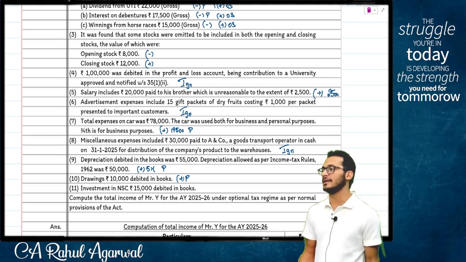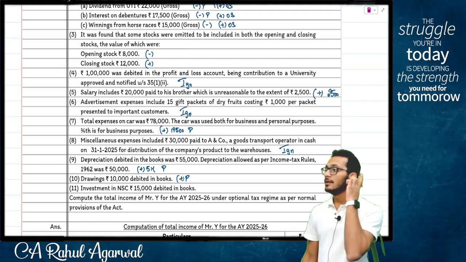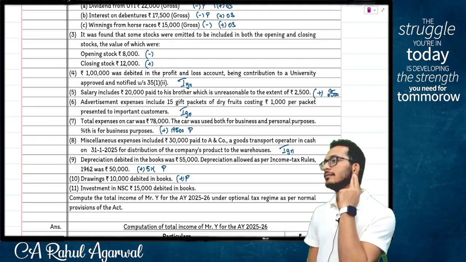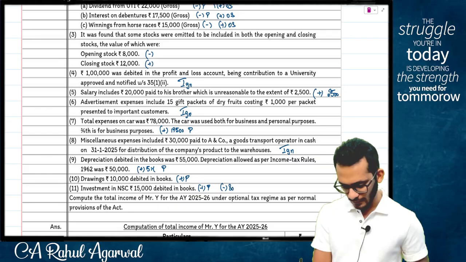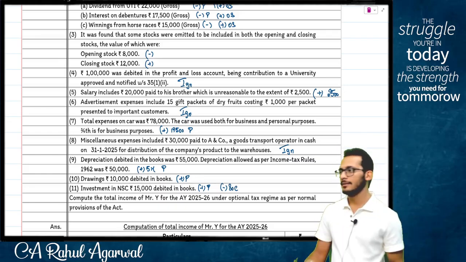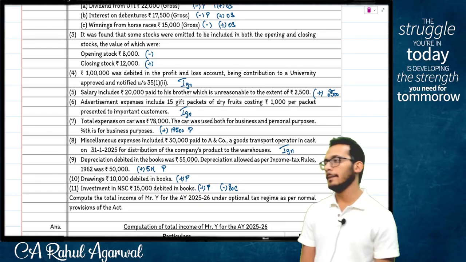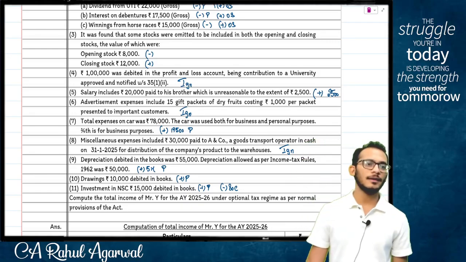People, this is investment. You have debited it to P&L, which is wrong first, and claim ATC. Claim ATC. Clear?